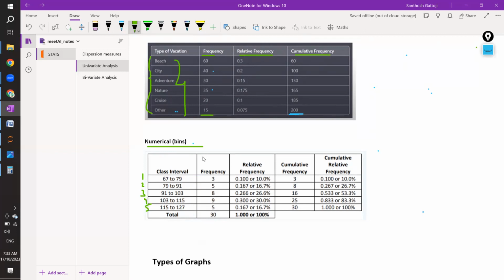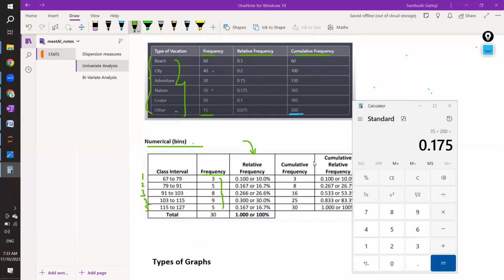Now if you see the frequencies, we get from the data how many people are falling into each bin. I hope you can understand frequency. Relative frequency is simple, as we have seen. What is the percentage of this 3? 3 divided by the whole number 30: 0.1 or 10%. Can you see here, 0.1 or 10%?